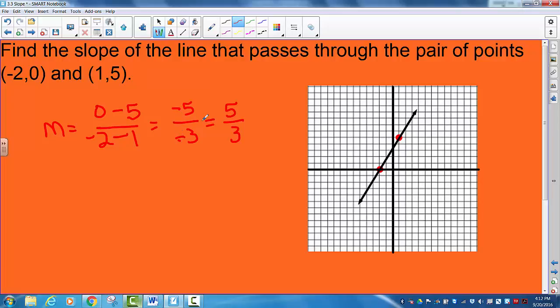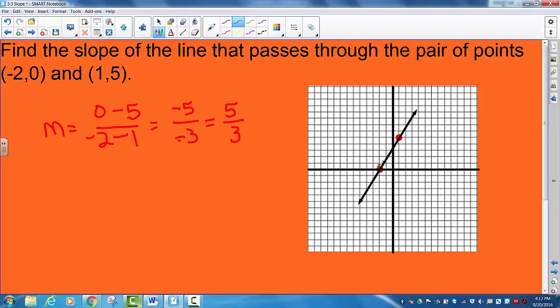Now we come over here and we look at this, and it says our slope is 5 over 3. That means that for every 5 that you go up, you go over 3. Let's see if that's what happens. 1, 2, 3, 4, 5, up, 1, 2, 3, across.